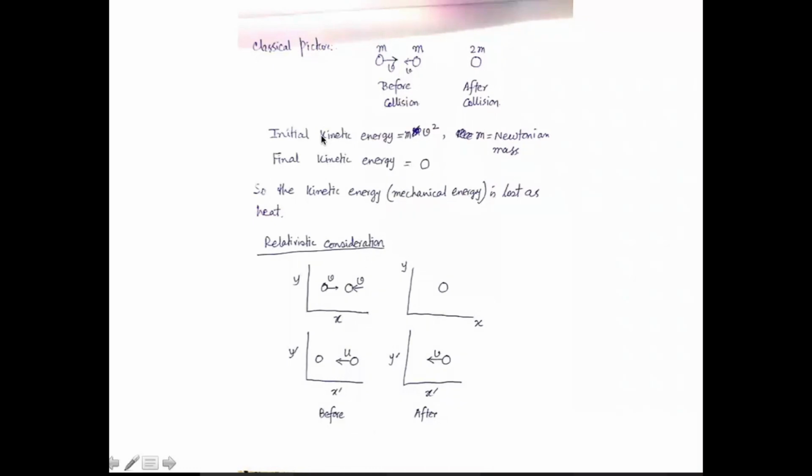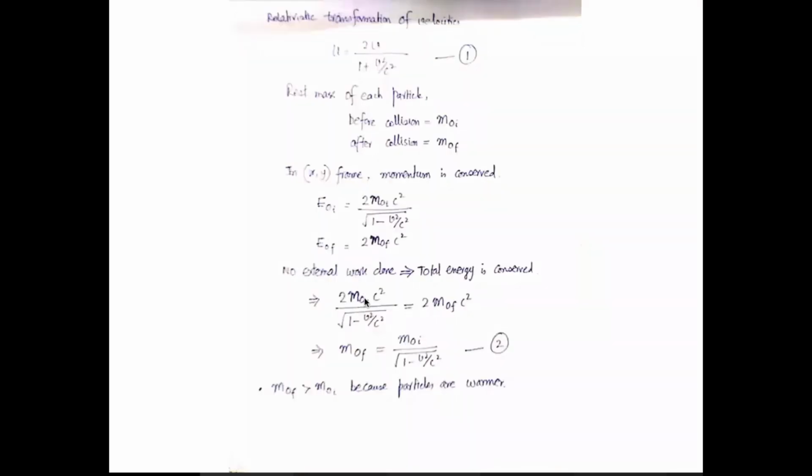So initial kinetic energy was mv square, where m was Newtonian mass. Final kinetic energy is 0. So the kinetic energy or mechanical energy is lost as heat. Of course, it's conserved, but we call that it is actually transferred into heat energy. And this is the relativistic situation, which I just showed in the main slide. So this is the relativistic transformation of the velocities, very clear.